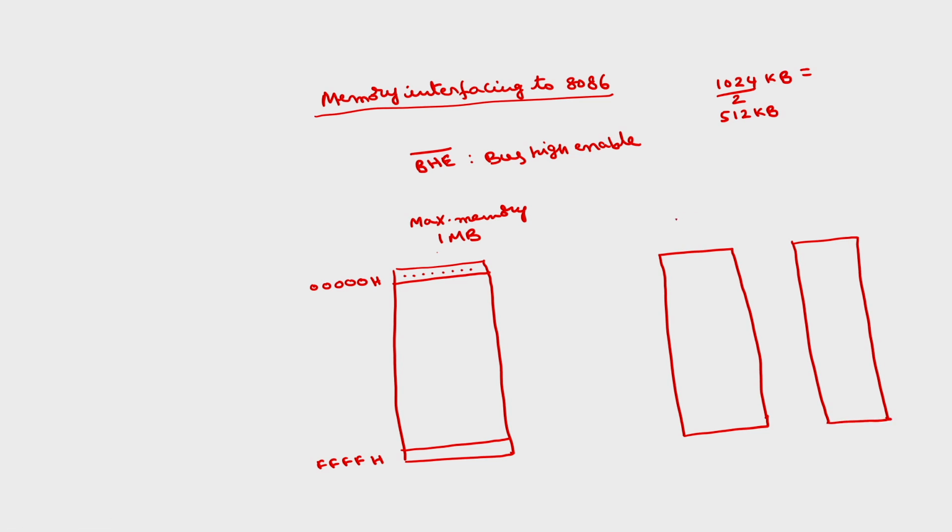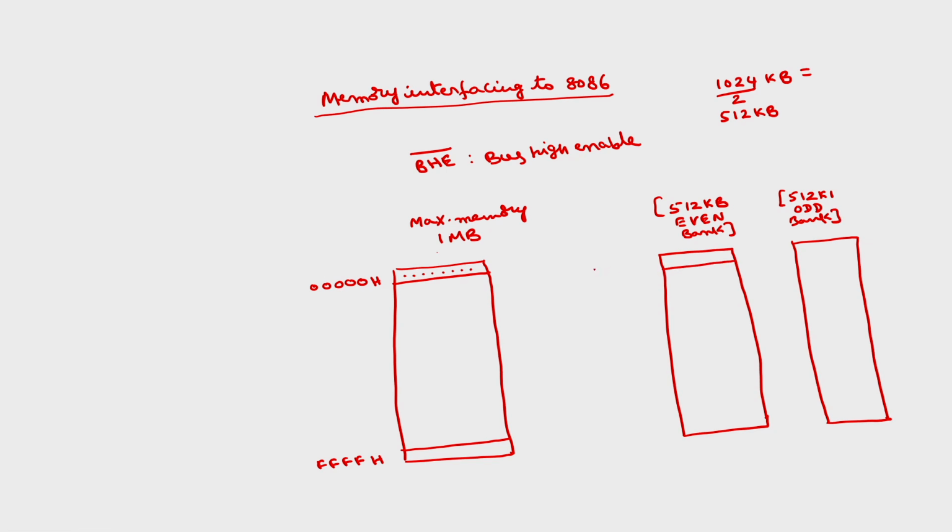This is the even bank or odd bank, 512 kilobytes. We can call this one the even bank. This is 512 kilobytes, the odd bank. So, all the even addresses will be present here.